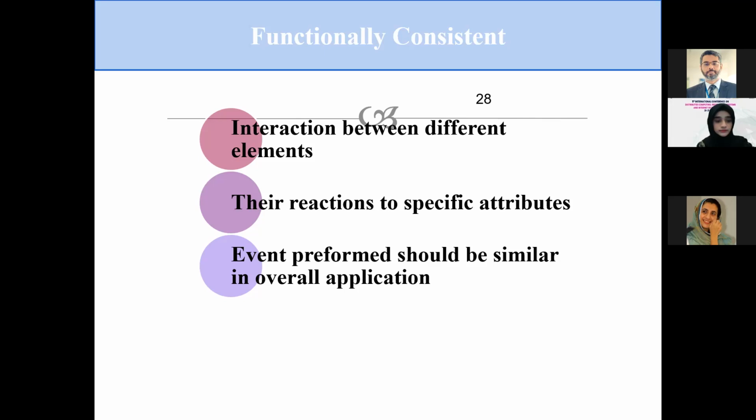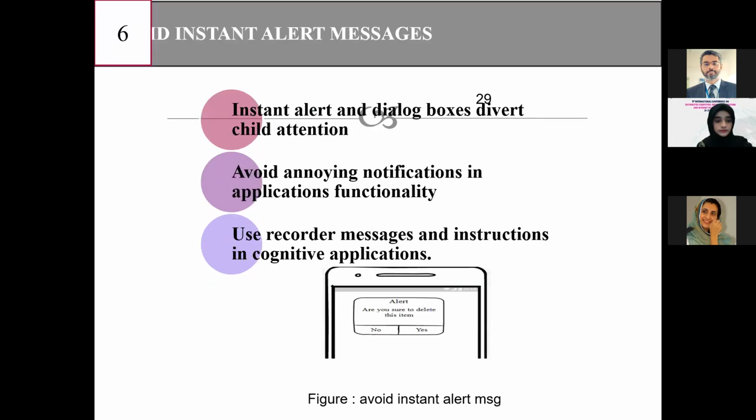So if I click on a button, it should have some form of animation to let the child know that they have clicked on the correct option, or that it's not doing anything, or that it has a certain purpose that is currently not being fulfilled. Okay, so these are some of the postulates.